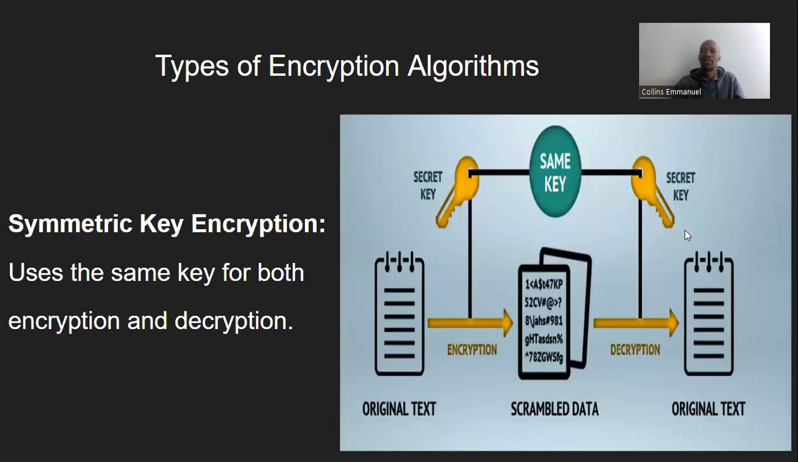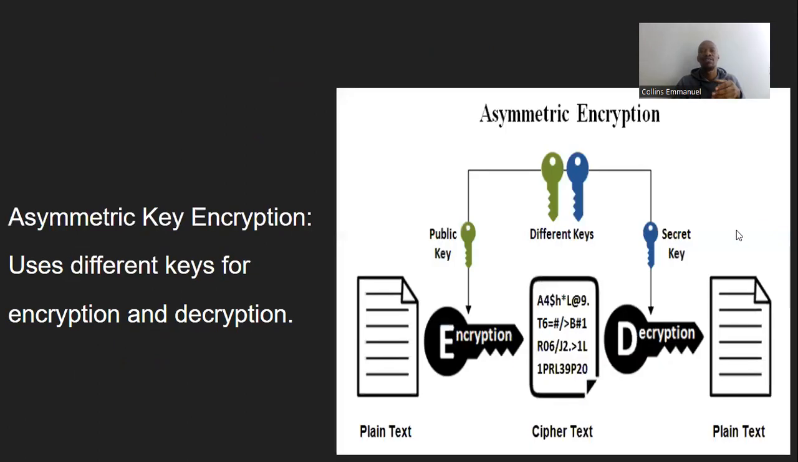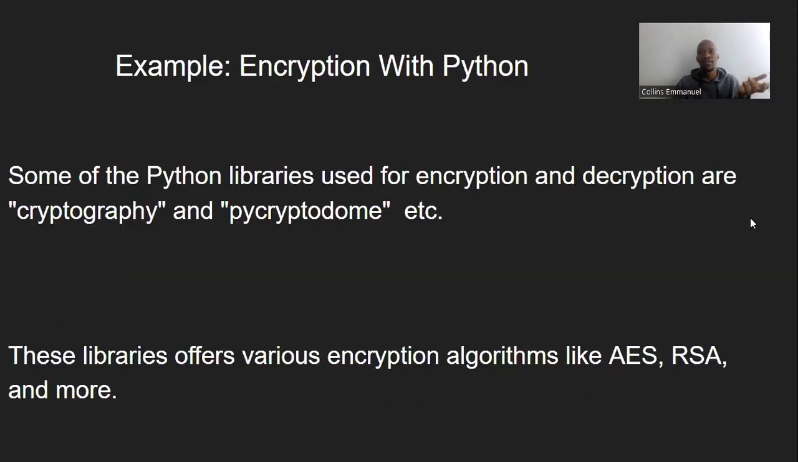So, types of encryption algorithm. We have two types of encryption algorithm. The one that uses the same key for encryption and decryption, and the one that uses a different key for encryption and decryption. The symmetric key uses the same key for encryption and decryption, while the asymmetric key encryption uses different keys for encryption and decryption.